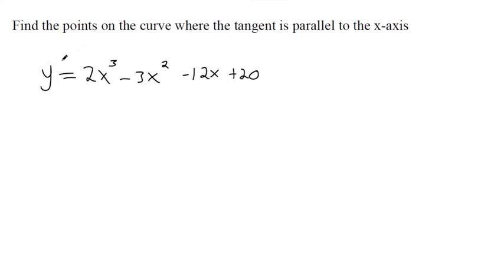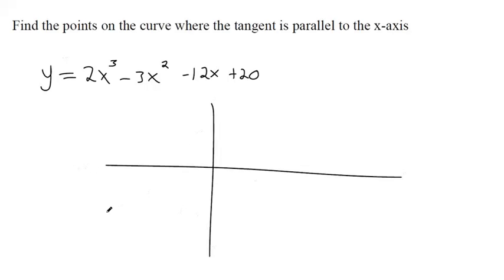We're asked to find the points on the curve where the tangent is parallel to the x-axis. So in x to the third, it could look something like this. And these are tangent slopes, right? When you draw a line that just touches at one point on the curve, that's a tangent slope, that's a tangent slope, that's a tangent slope.